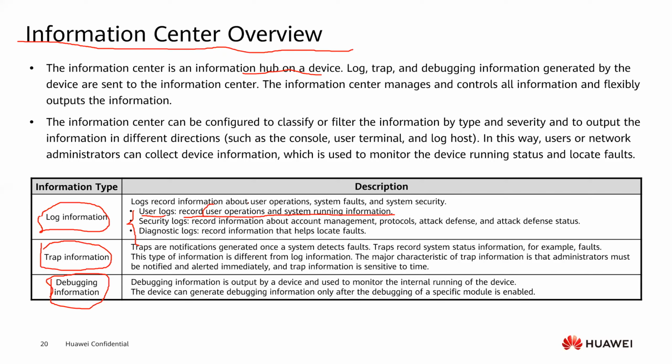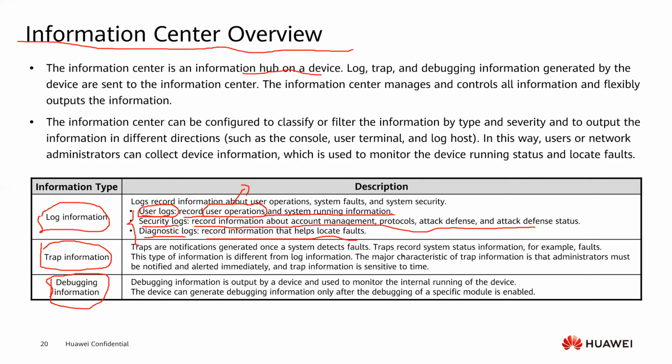It records the user operation and the system running information. For example, if you change the IP address of an interface, the user log will record it. The security log records information about account management protocols, attack defense, and attack defense status. Then there is the diagnostic log, which records information to help locate faults.